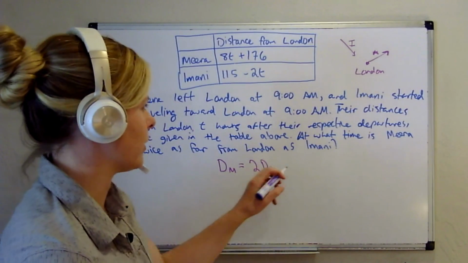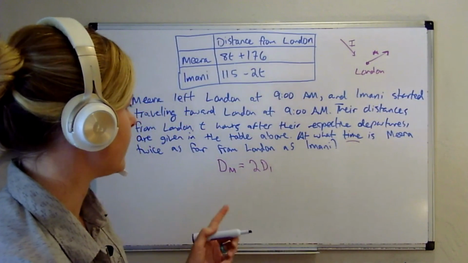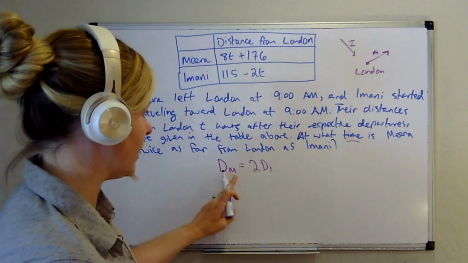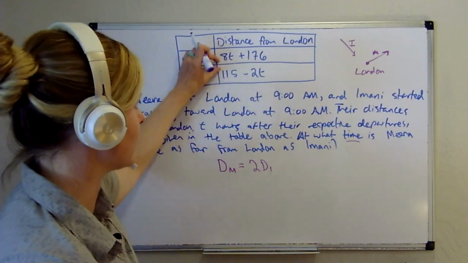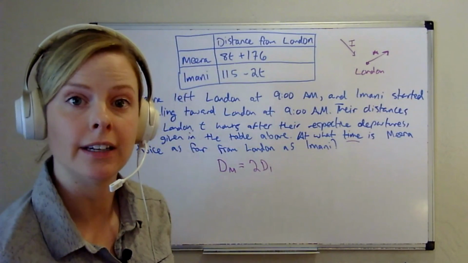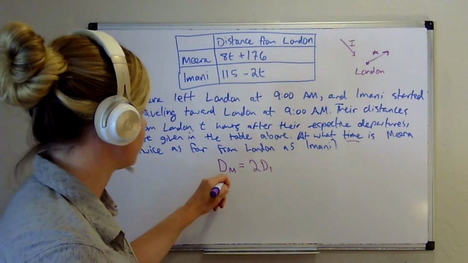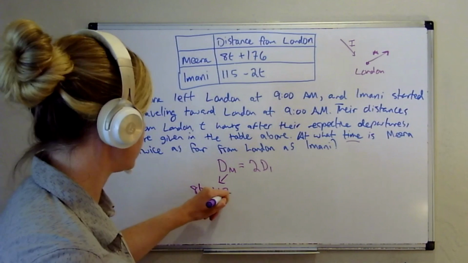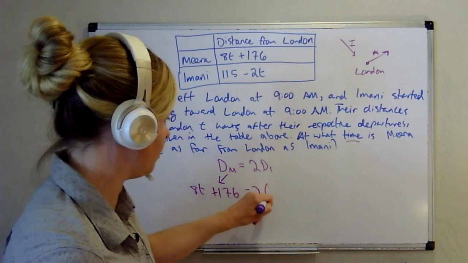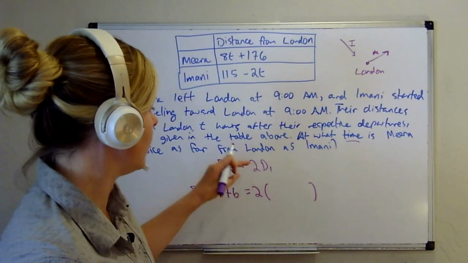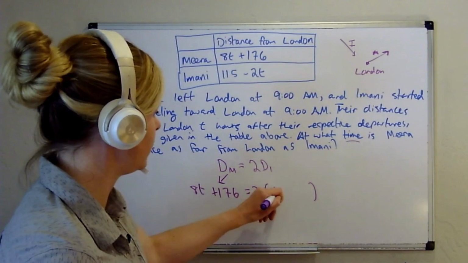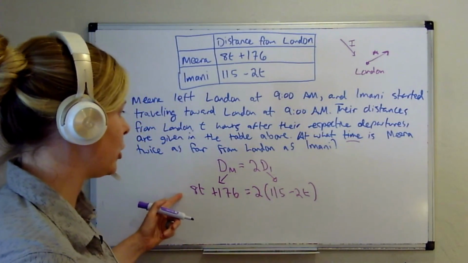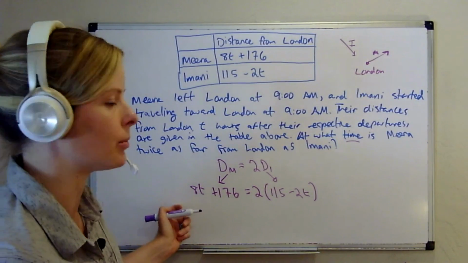And then we know that we are solving for some kind of time. And luckily, we already are given a bunch of information about what this distance of Mira is and what this distance of Imani is. It is controlled by this relationship here in the table. So we can just go ahead and plug it in. Our distance of Mira is just going to be 8t plus 176. And then we've got to be really careful here. We're putting in brackets this distance of Imani, 115 minus 2t. And sure enough, now we've got one equation, one variable. Should be fairly simple to solve.